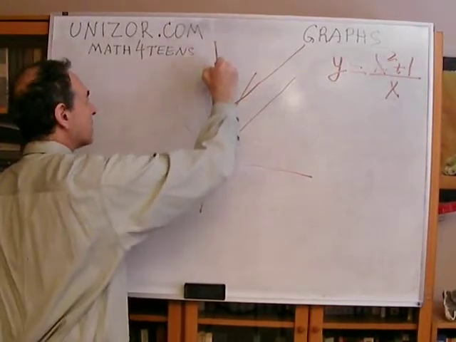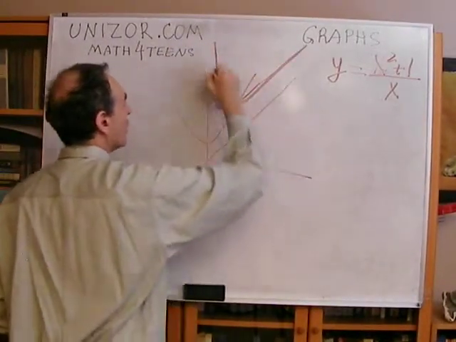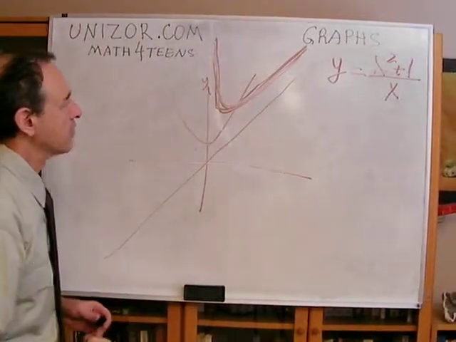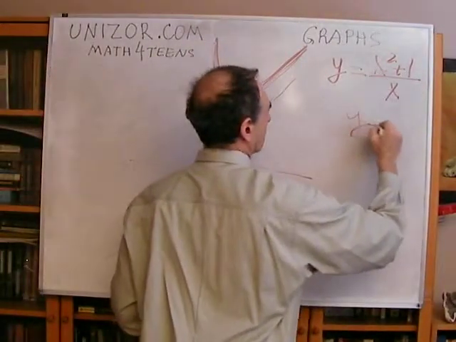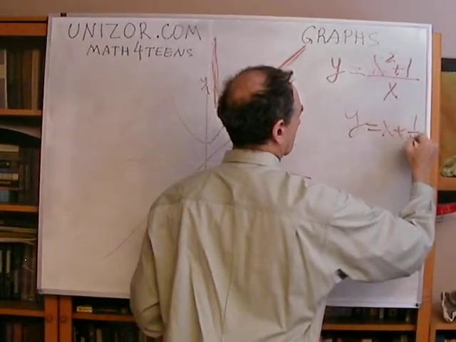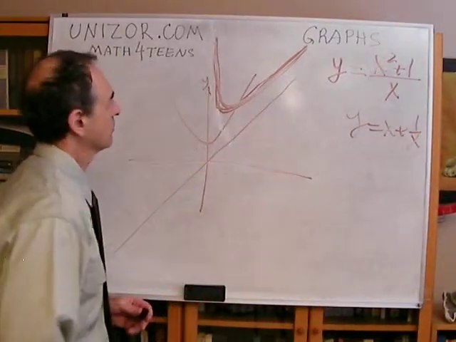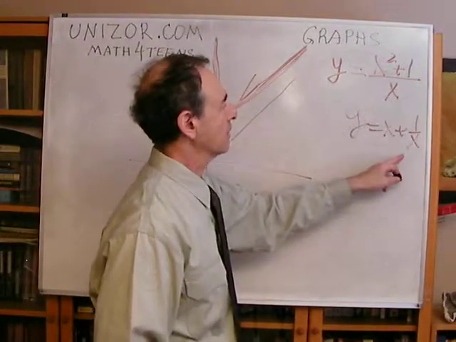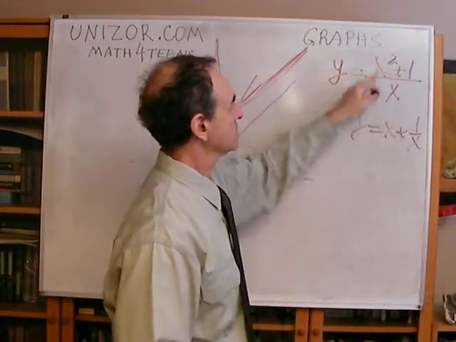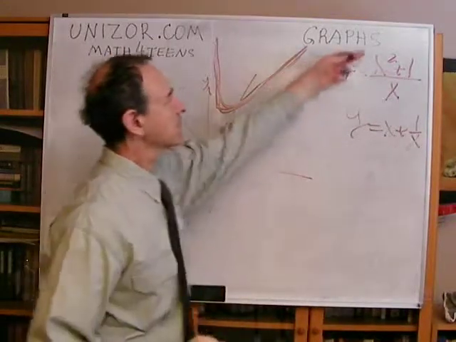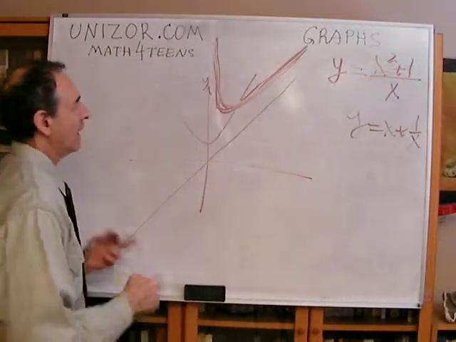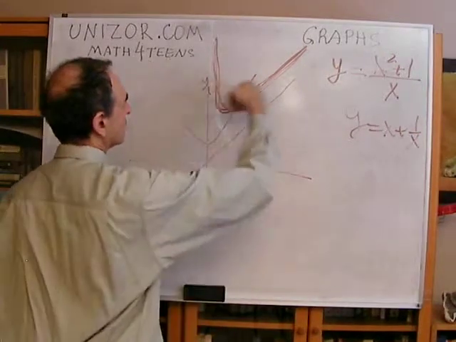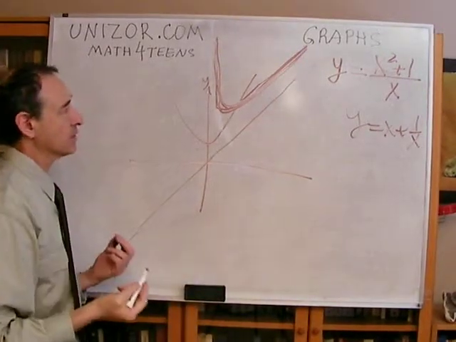So I have something which very much resembles the graph which I drew before, the function of x plus 1 over x. Well, it's not a coincidence, because this is the same thing. X squared plus 1 over x, this is the same thing. So, by dividing graphs one over another, I kind of came to the same general shape of the graph.